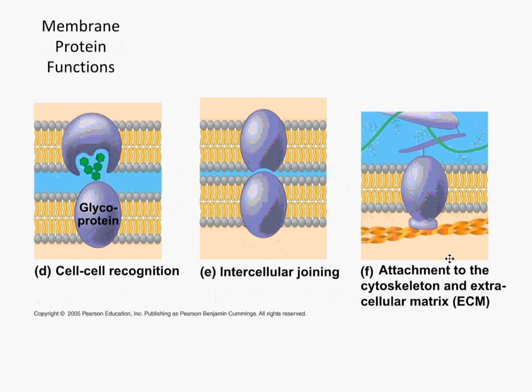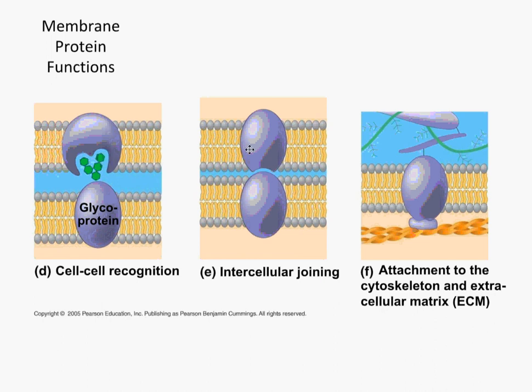Three more functions. Cell-to-cell recognition. There are pieces of some proteins, this little glycoprotein here. There's a protein with sugars on it. It's a way for cells to recognize each other. Typically, cells want to know, is this us? Is this something else that's not us? It's like an immune function. So that can be an important function of cells.